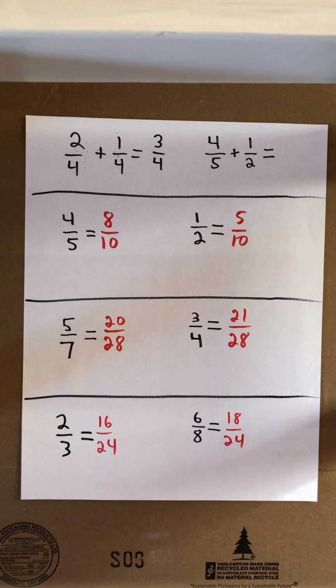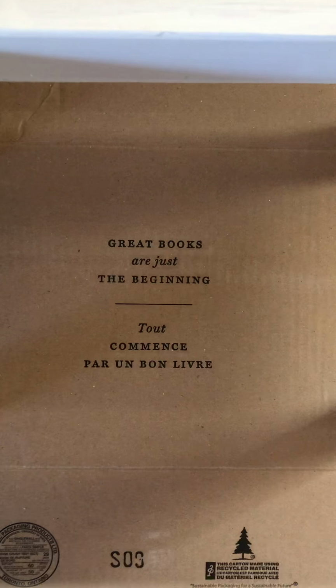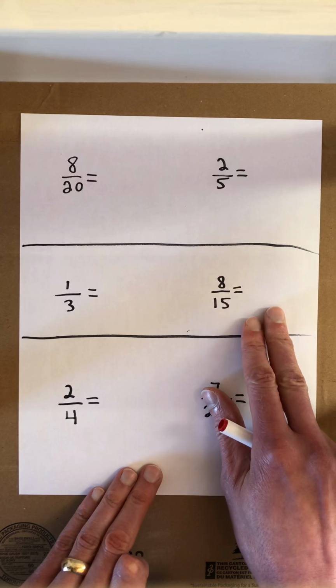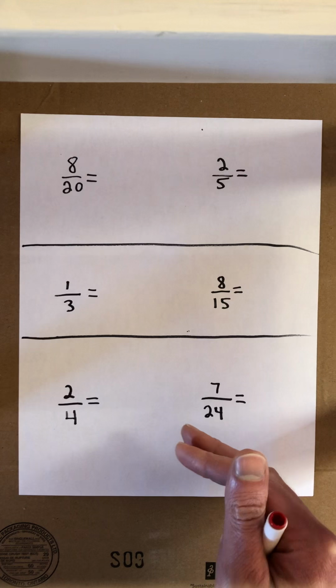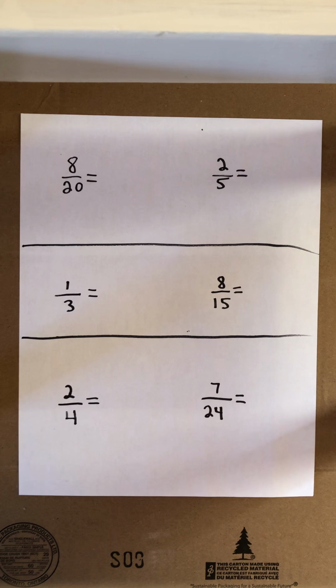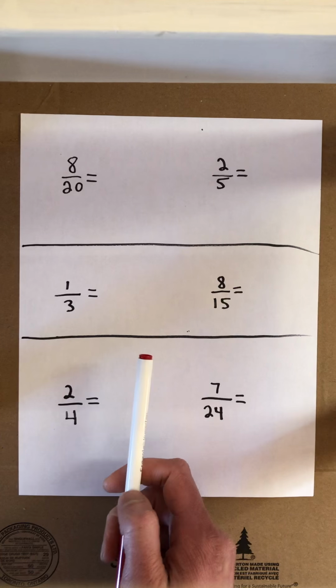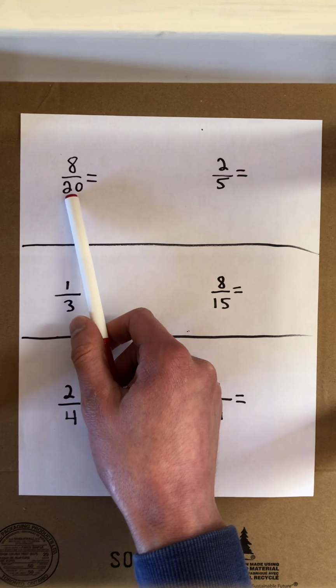Now sometimes you'll come across some fractions that you're able to only change one of the two of them. So you're not going to need to change both of them. And the reason being that one of the fractions has a denominator that's a multiple of the other. So take a look at these two over here. 20 is the much bigger denominator.